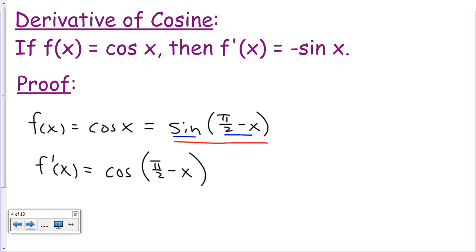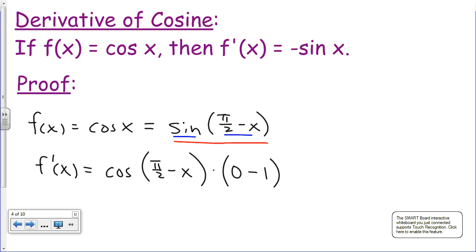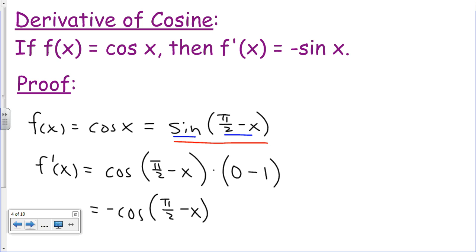The third step then is to multiply by the derivative of the inside. So pi over 2, that's just a constant, so its derivative, of course, is 0, minus the derivative of x. Derivative of x is 1. So we end up with, when we rewrite this, I'm going to take that negative 1 and put it out front. We'll have a negative cosine of pi over 2 minus x, which isn't quite what we were trying to prove. We were trying to prove that it's equal to the opposite of the sine of x.